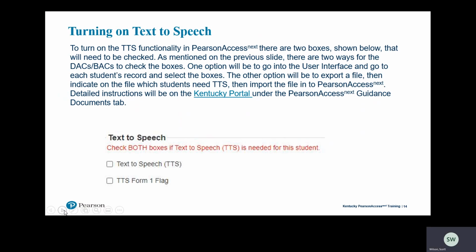Turning on the text-to-speech, there are actually two boxes that are shown here, and they need to be checked. As we mentioned on the previous slide, there are two ways for the DAC or the BAC to select these boxes. With the first option, you go to the user interface, go to each student that needs this, and you will select both boxes. The other option is exporting a file, indicating TTS on that, and then reloading the file, and these boxes will be clicked automatically for the students that are updated in that file.